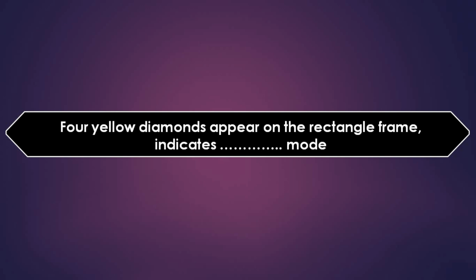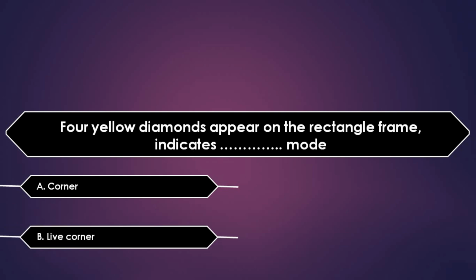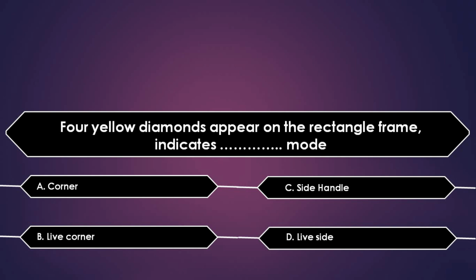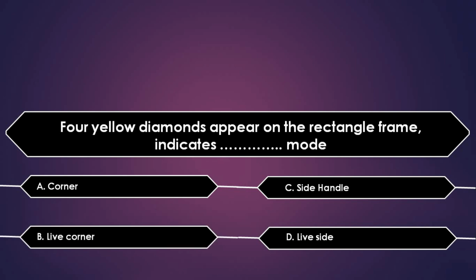Four yellow diamonds appear on the rectangle frame, indicates dash mode. A. Corner, B. Live corner, C. Side handle, D. Live side. The right answer is live corner mode. Four yellow diamonds that appear on the rectangle frame indicates it is in live corner mode.